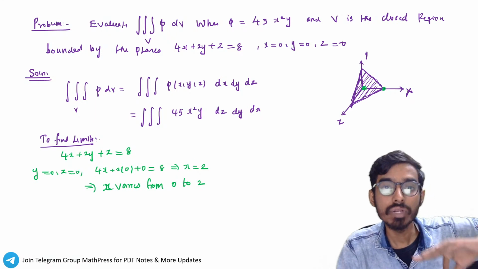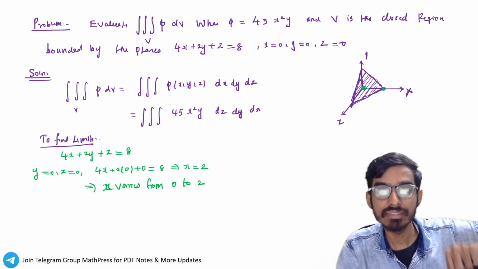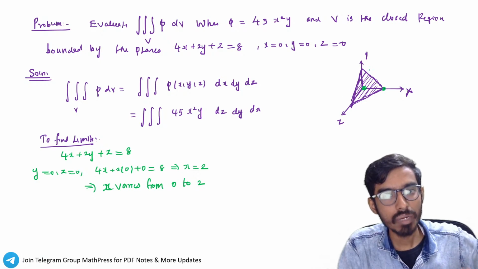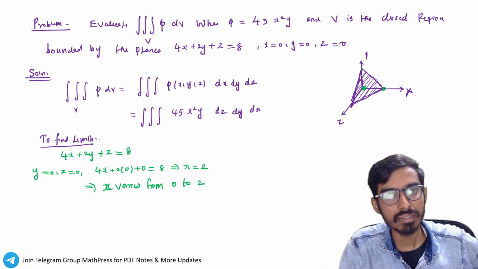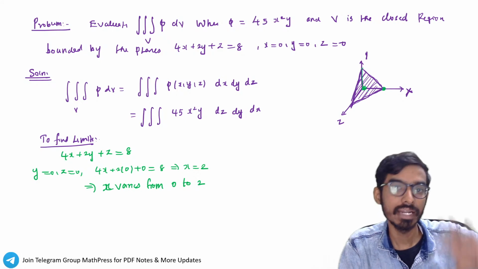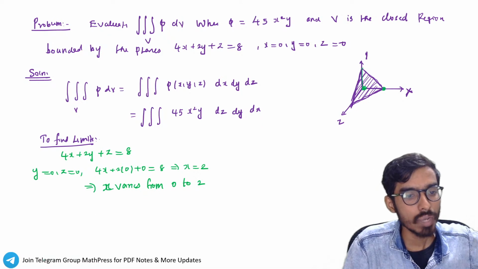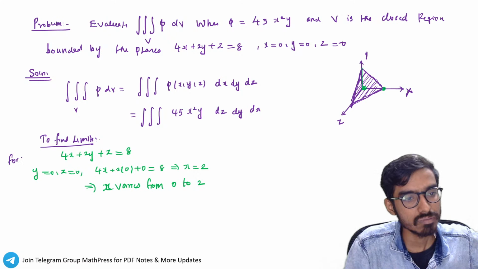Now you need to treat y as a variable as well as z as a variable. Then only you can cover this entire region. If you treat y as a number, you can only cover this region alone, but you need to cover the entire region, you need to visualize in 3D, right? Okay. Now we have found the x limits, right?